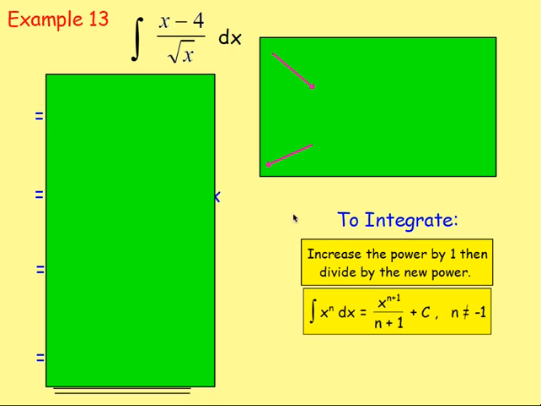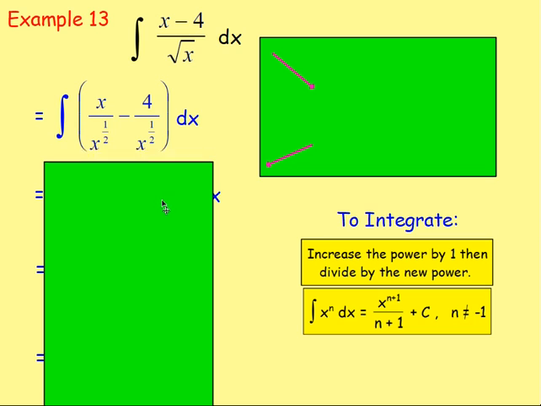Next one. Example 13. This time we're integrating x minus 4 over root x. So again, you can't integrate when x is in the bottom of a fraction. You can't integrate again when there's root signs. Here we've got the square root, and it's also in the bottom of a fraction, so we need to rewrite it. So you could think, I'm dividing x by root x. I'm dividing 4 by root x, so just split that up. Remember, the square root means to the power of a half. So x over x to the half, take away 4 over x to the half.